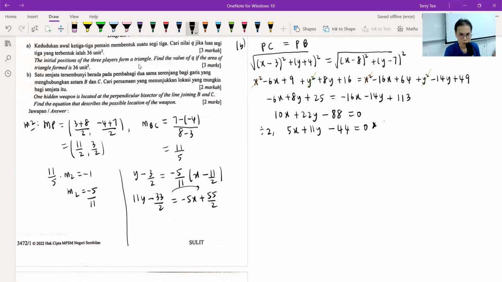Or you can bring the other one over as well. Okay, I think I bring everything over. 5x brought over becomes positive 5x, 11y. So minus 33 minus 55 is minus 88. You divide by 2, minus 44. Now notice you're getting exactly the same answer as using the first method. Now, I actually prefer the first method because it's shorter. But if you are more comfortable with forming the equation of a straight line, first you find the gradient, find the midpoint, find the perpendicular gradient, and then only form the equation of the straight line. Both methods are okay.